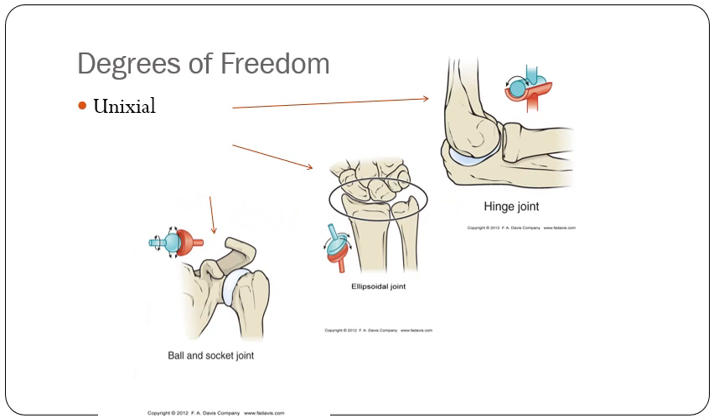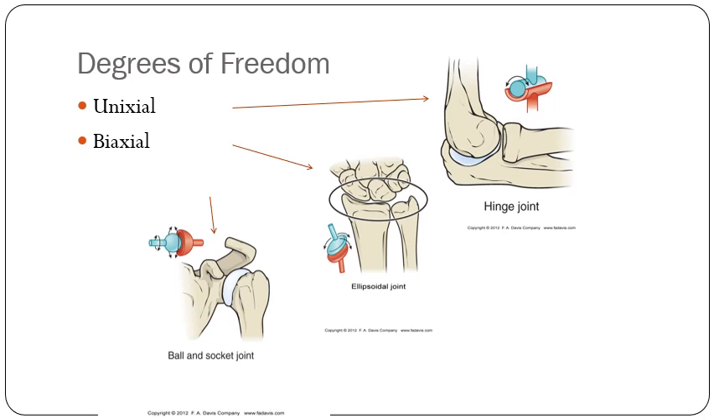Okay. Then we have biaxial joints. So we have a couple different types of biaxial joints. We have ellipsoidal joints that you can see here. An example of that would be the wrist. You have condyloid joints. An example of that would be the metacarpophalangeal joints. And you also have what's called the saddle joint. We have one of those at the first carpometacarpal joint. Biaxial joints have 2 degrees of freedom of motion.